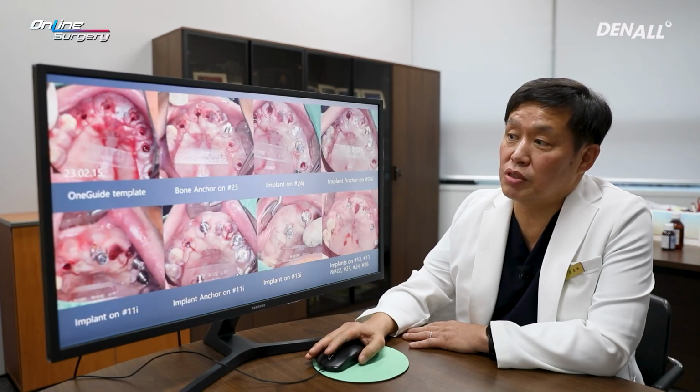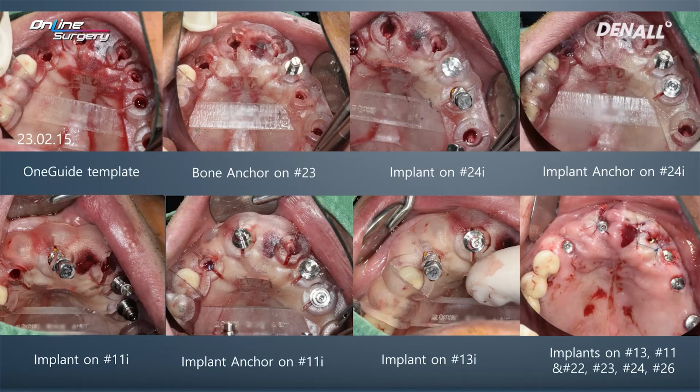This is an image taken during surgery. In the beginning, you can utilize the implant in the upper right. I started by placing bone anchors from number 23. The template was fixated, and then I placed the implant in number 24. After that, the implant anchor was used.